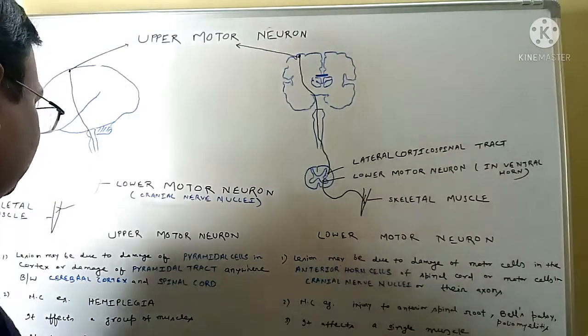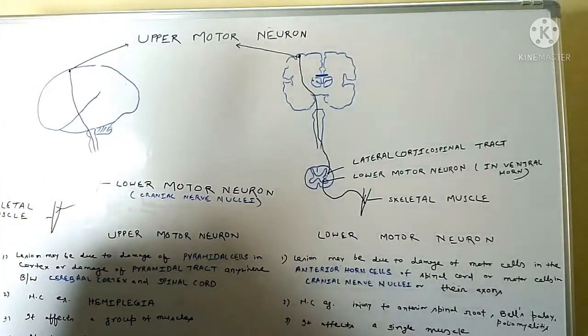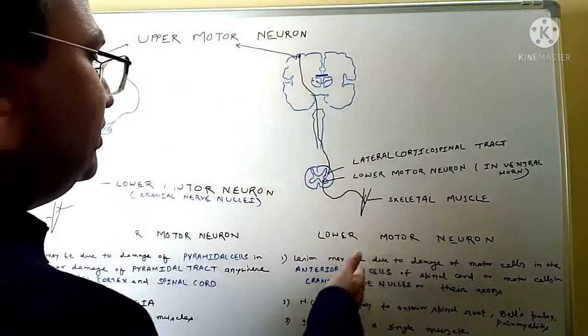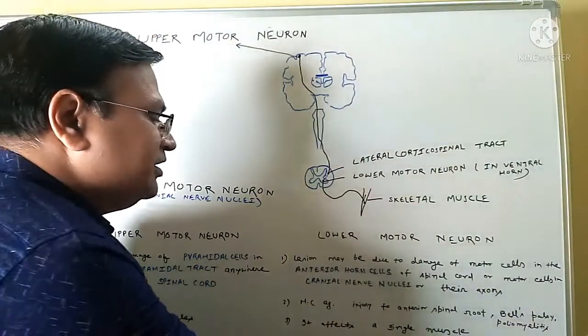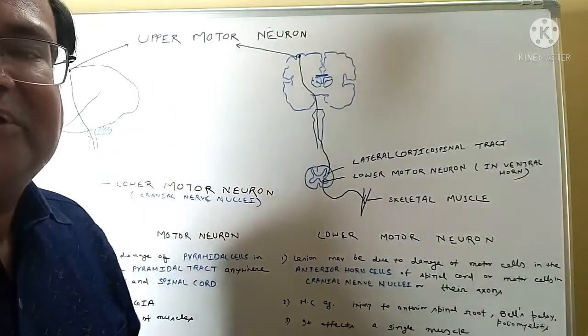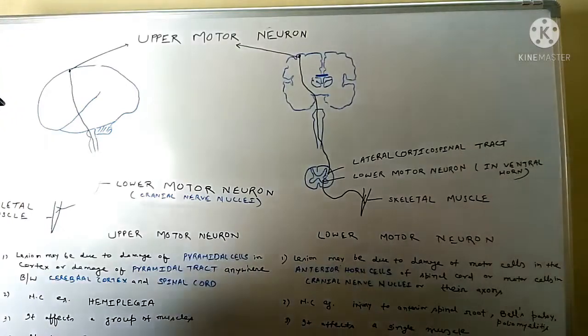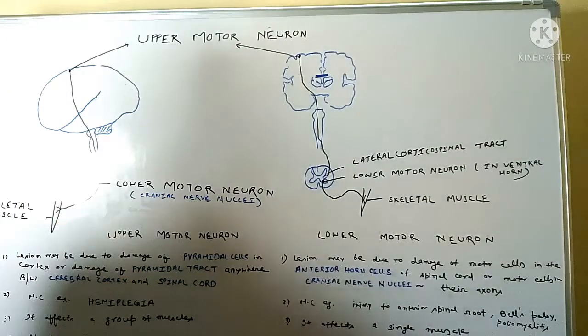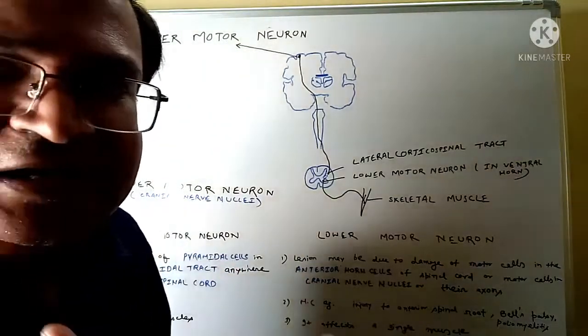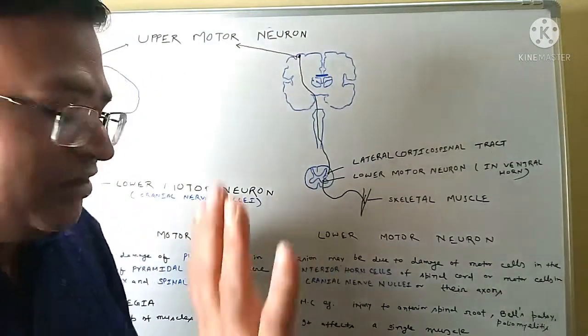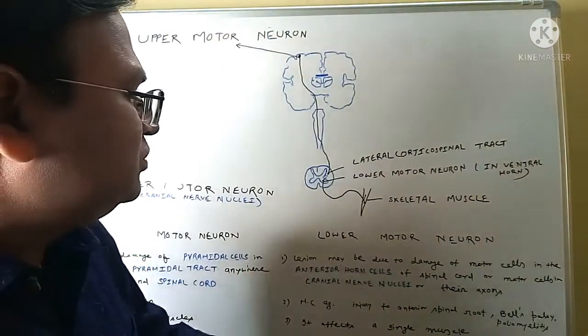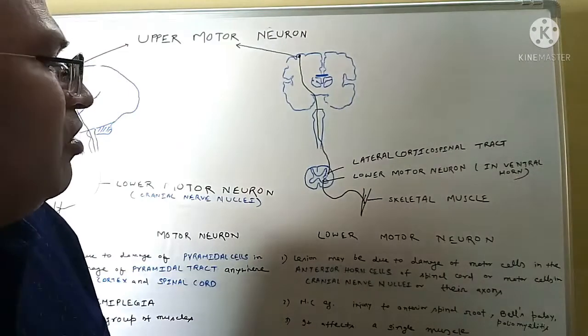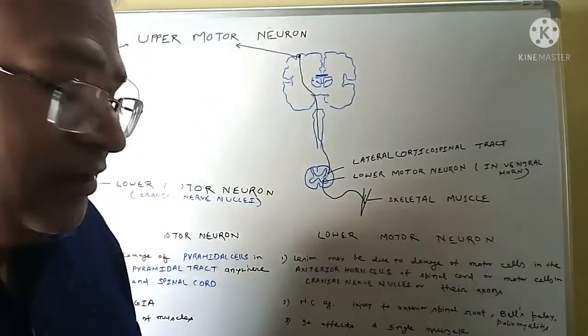The atrophy of the muscle is mild in the upper motor neuron lesion, whereas in the lower motor neuron lesion, the muscle gets completely paralyzed. And the tendon reflex in the upper motor neuron lesion is exaggerated. It means the tendon reflex has been increased, whereas all the superficial and deep reflexes are lost in the lower motor neuron lesions.